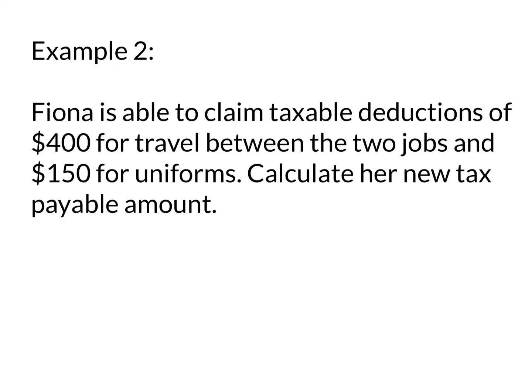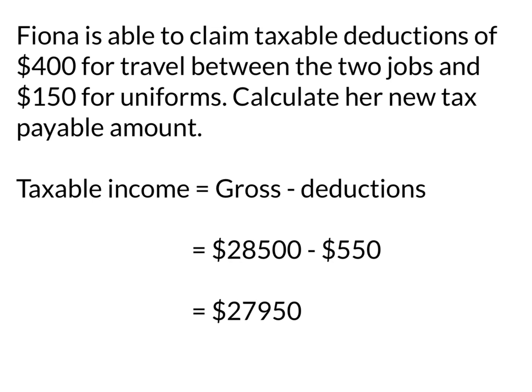For our second example, Fiona has some taxable deductions that she's able to claim. She can claim $400 for travel between the two jobs throughout the year and $150 that she spent on uniforms. Now we're going to calculate her new tax payable amount. Let's firstly work out her taxable income. Remember, that's equal to gross minus deductions. Her gross income was $28,500, and these taxable deductions amount to $550.